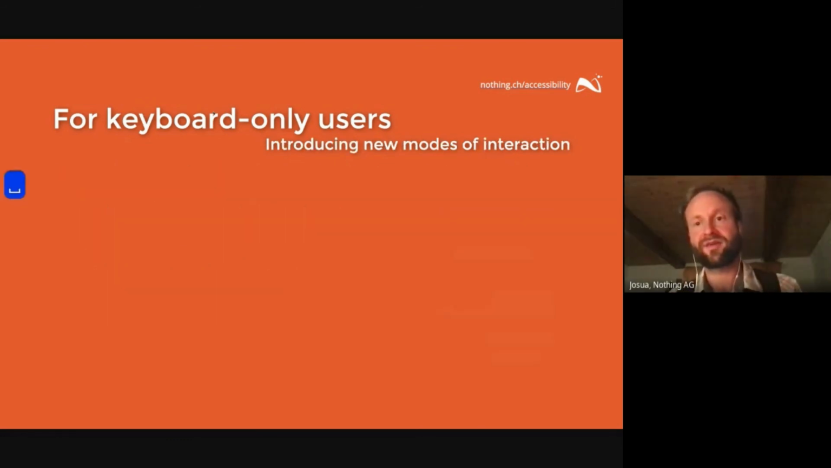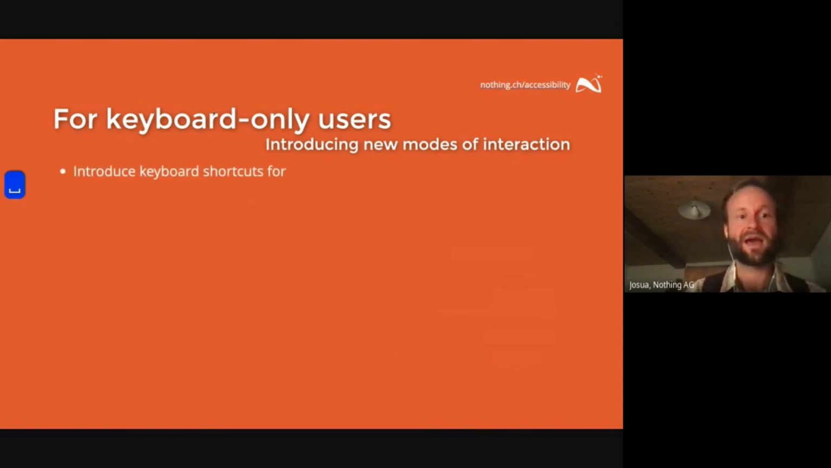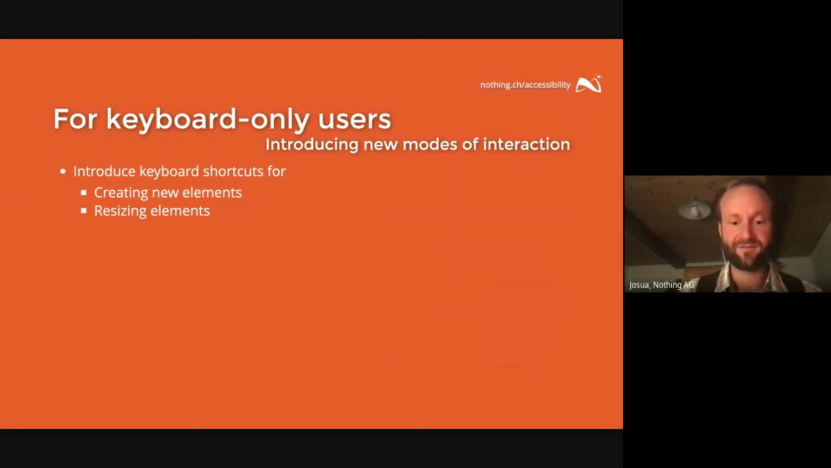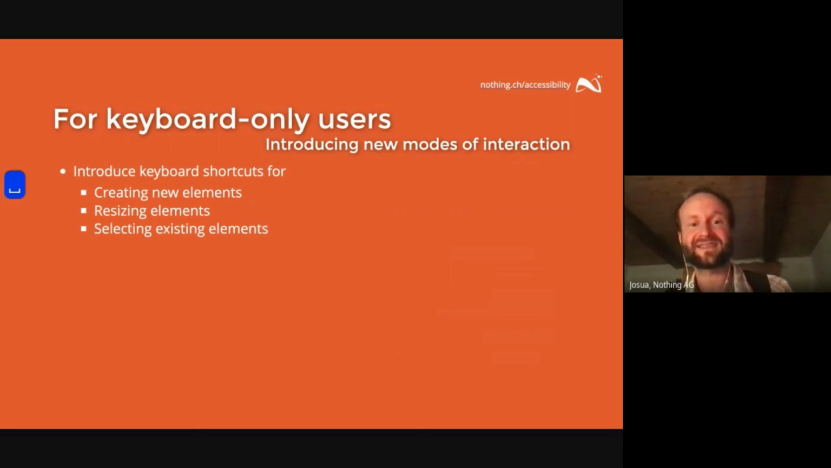And now, I think this is the most interesting and most elaborate kind of thing that you should add for Miro to make it a fully functionable experience, even for keyboard-only users. It's introducing new modes of interaction. So you should introduce keyboard shortcuts, for example, for creating new elements, for resizing those elements, and very important, for selecting existing elements on the canvas. And I have two ideas on how you could do that in a very easy way.